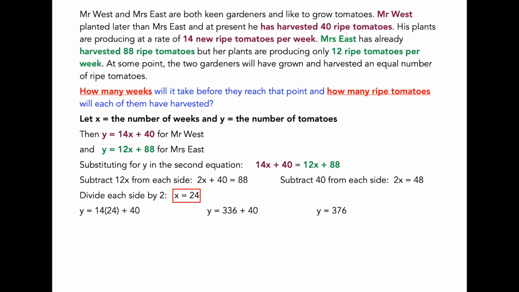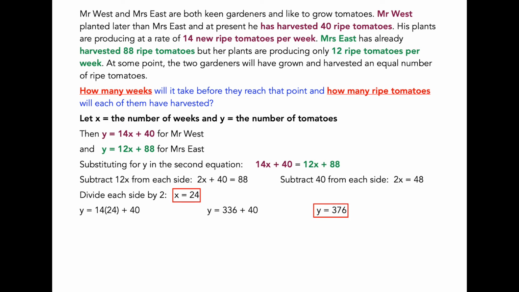So now we've resolved our problem. We have values for each of the unknowns. x equals 24 and y equals 376. However, we must check this by substituting for x in the second equation. So let's do that.